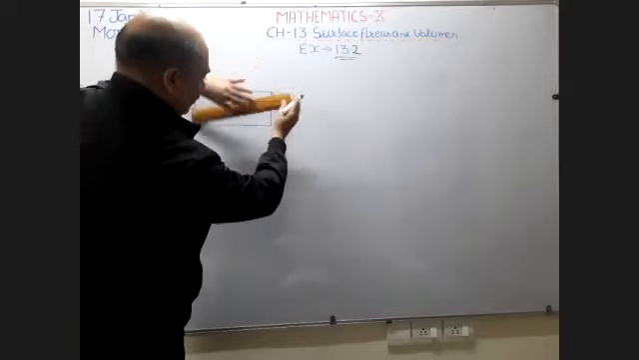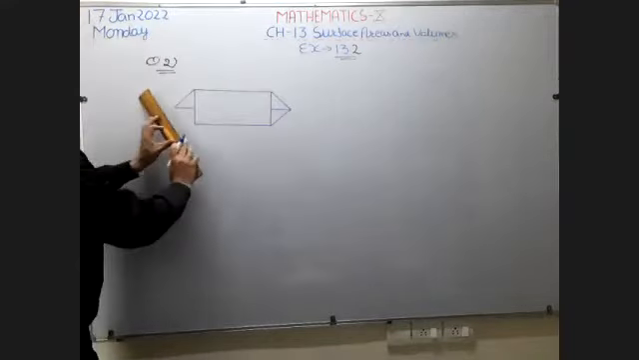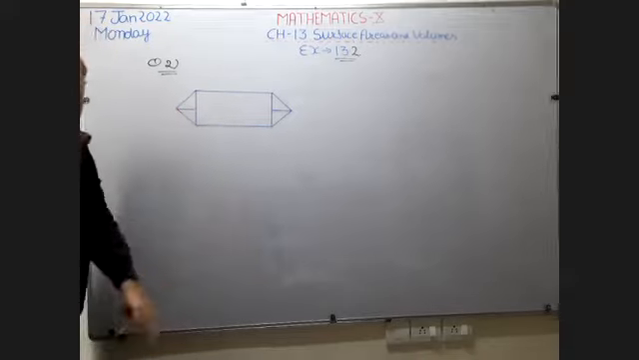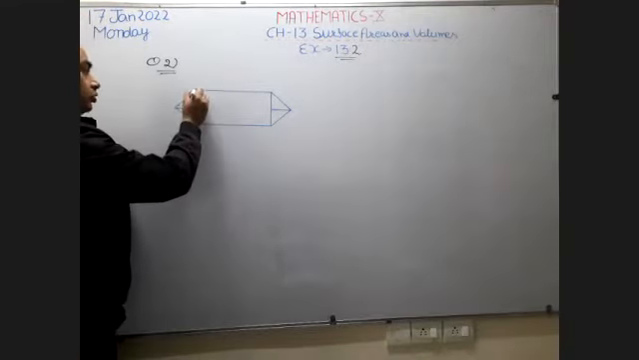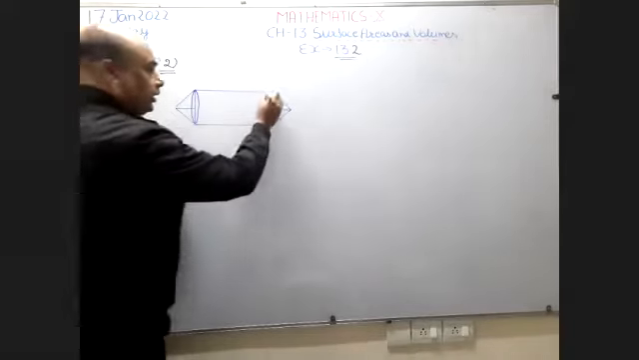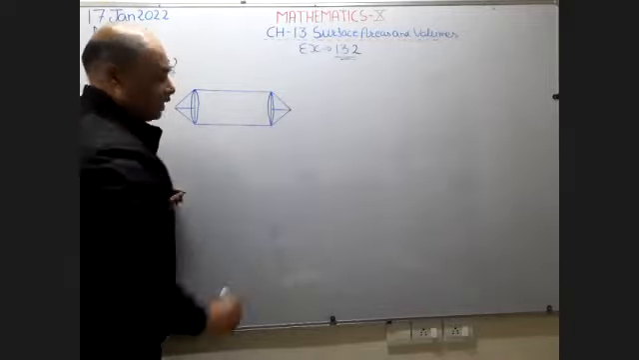So this is the shape of the model made by an engineering student. It is in the shape of a cylinder and cones, with two conical ends. This is going to be your cone, and this is also a cone. Now this is the shape of the model.